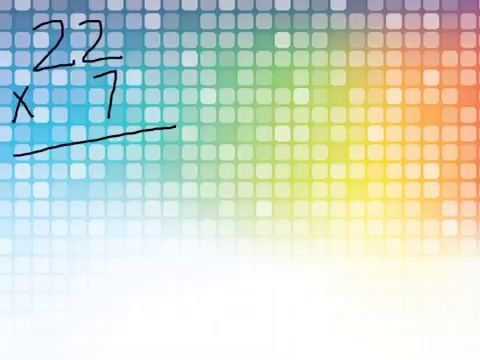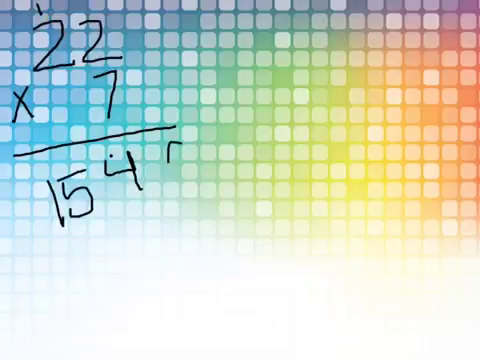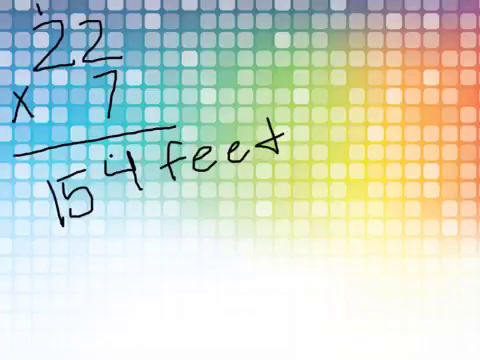Okay, now we're going to actually solve that to make sure. So we have 22 times 7. I'm going to start with 2 times 7, which equals 14. So I'm going to put my 4 and carry my 1. Then I'm going to do 7 times 2, which is 14, plus the 1, which equals 15. So 154 feet is my final answer.